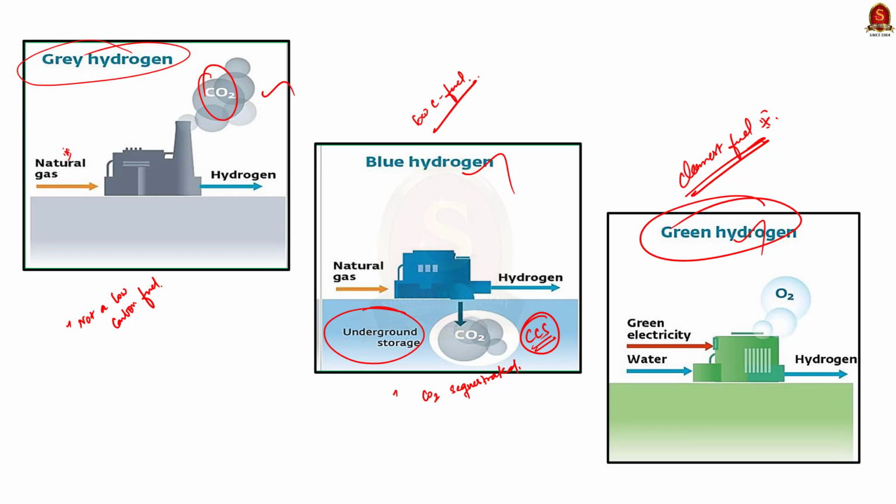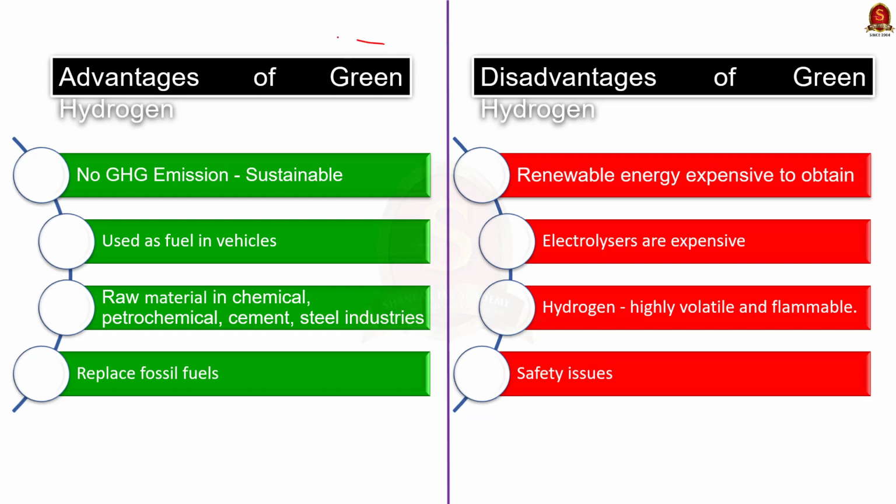Now let us talk about the advantages of green hydrogen. Firstly, green hydrogen is 100% sustainable. This is because it does not emit any greenhouse gases either during combustion or during production. So, it will provide energy security for a longer time without affecting the environment.